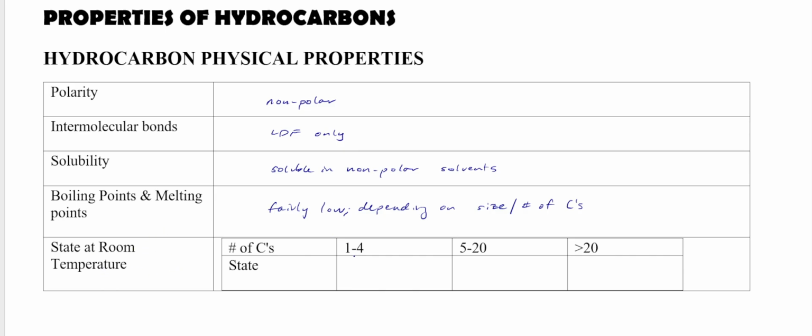State at room temperature. If it's only 1 to 4 carbons, then the state is going to be a gas. But if the number of carbons in the molecules goes between 5 and 20, then it's going to be a liquid. And beyond 20, you end up with a solid.